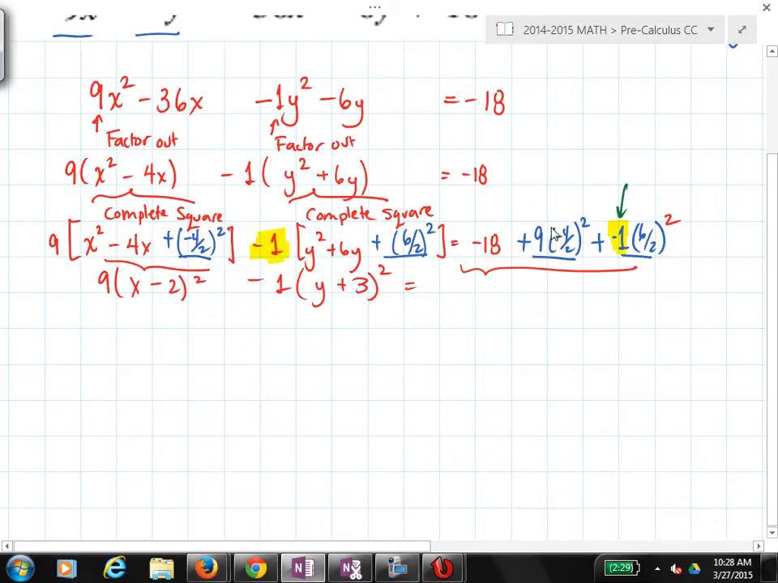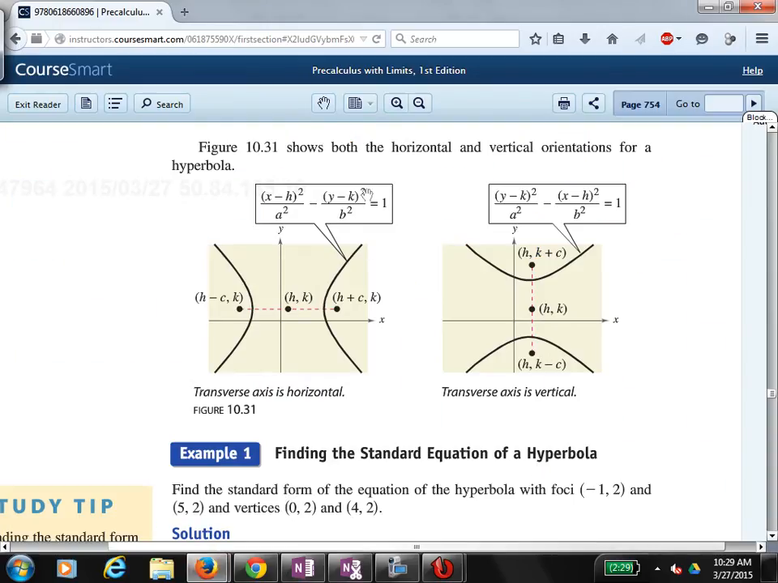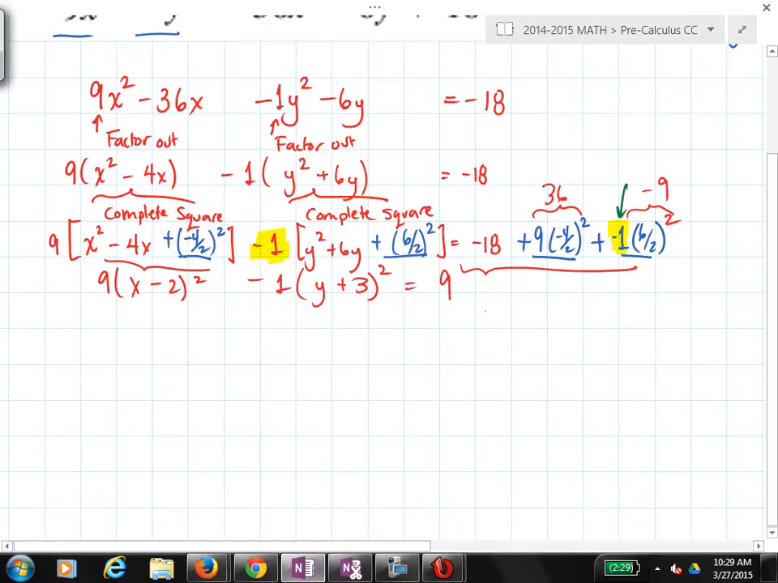Yeah, because negative 18, this one right here, all of this is what? 4 divided by 2 is 2. Negative 2 squared is 4 times 9 is 36. This one right here is negative 9, so 36 minus 18 is 18, minus 9 is 9. And the same thing as the standard form for the other ones, notice how it's always equal to 1 even for the ellipses. The only difference is that for parabolas it's not. So the last step is to divide by 9 to equal 1.